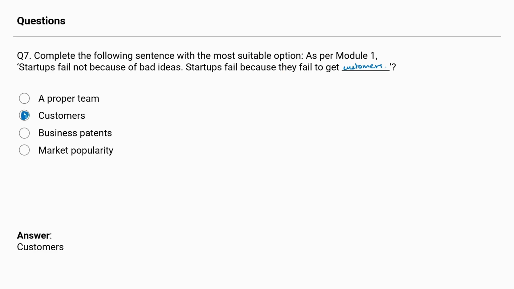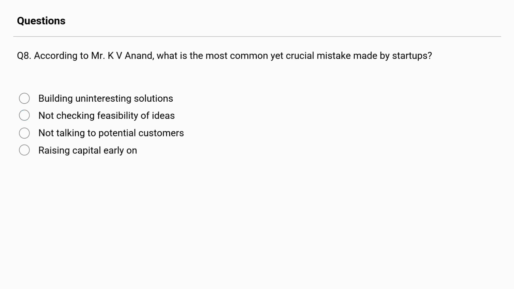Now, poverty may also be one of the reasons, but that is not among the top ones. Okay, it may be in the third, fourth hierarchy level, but the first one is about the market and not getting the right customers, not talking to potential customers. So those are the right answers.